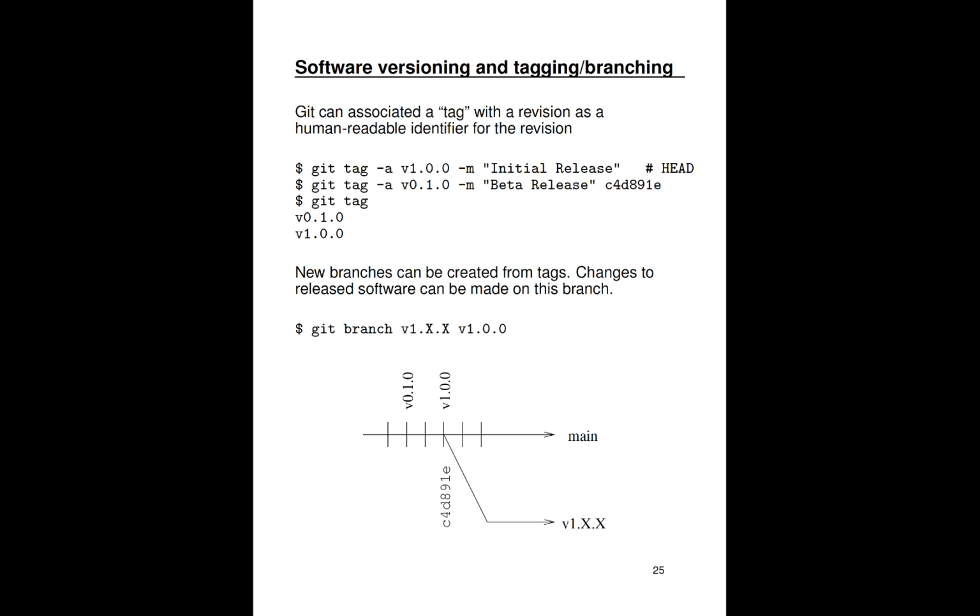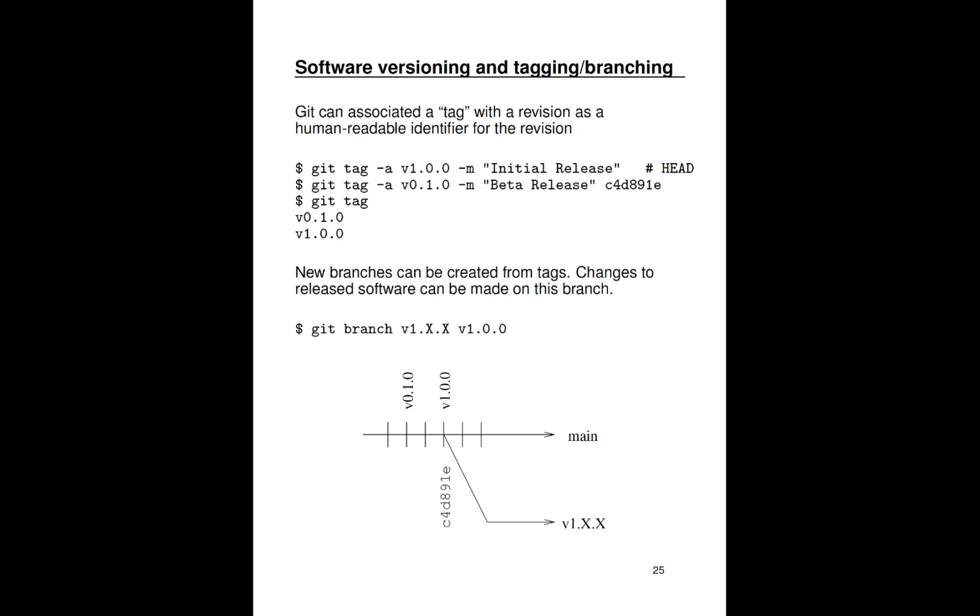So the way you create a tag is with the git tag command, and you use the -a option for adding. And so that first example there creates a version 1.0.0 tag from the current revision, from the head revision. And just like a git commit, you can have a -m for a message, so you can provide a message along with the tag. And so that'll create a 1.0.0 tag with the message initial release with the current revision.